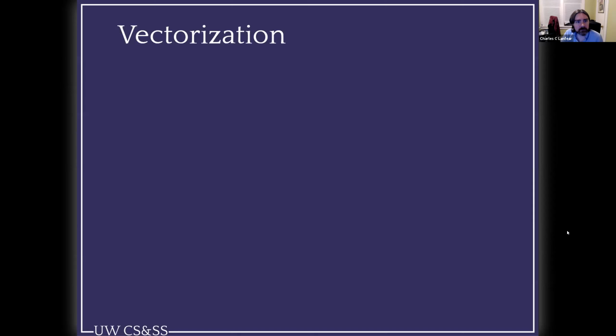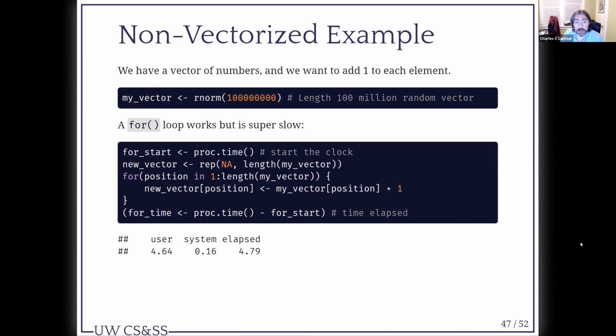Anyway. Okay, one thing I want to talk about is vectorization. So let's say that we have a vector of numbers and we wanted to add 1 to each one of these numbers. In this case, I'm going to generate a length 100 million random normal vector. Okay, so let's say my vector has 100 million observations in it, and I want to add 1 to each observation. I could do this with a loop.